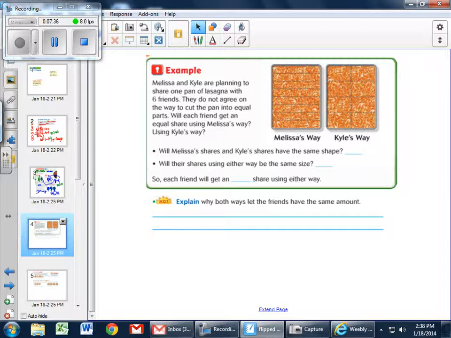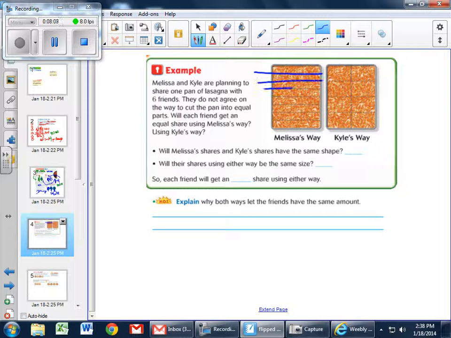Let's try another one. Melissa and Kyle are planning to share 1 pan of lasagna with 6 friends. We are talking about a whole lot of food with fractions. Okay? They do not agree on the way to cut the pan into equal parts. Will each friend get an equal share using Melissa's way and then using Kyle's way? Okay, so the first pan is Melissa's way, and it's kind of hard to see on my drawing, but she has them all divided. These are straighter than what I'm drawing.